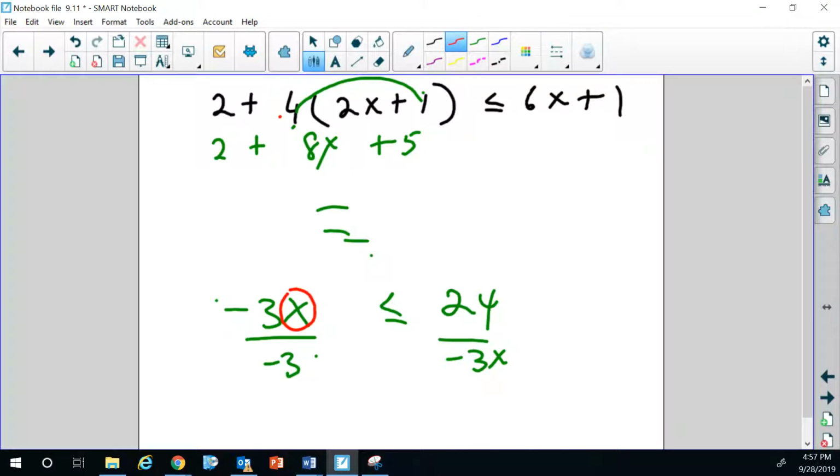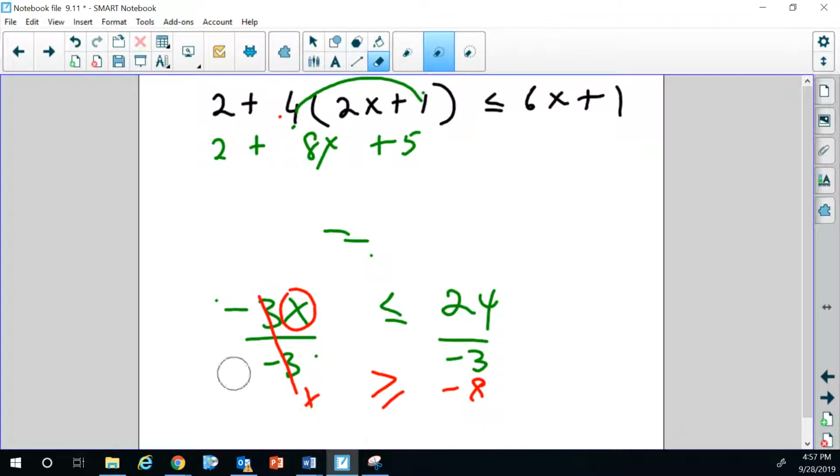All right? Right. And that would go away. And of course, you're left with x. Now, because you divide by negative 3, right, the sign would flip and you get negative 8. Okay? So that was one mistake I saw again. And I think that was another mistake I came across.